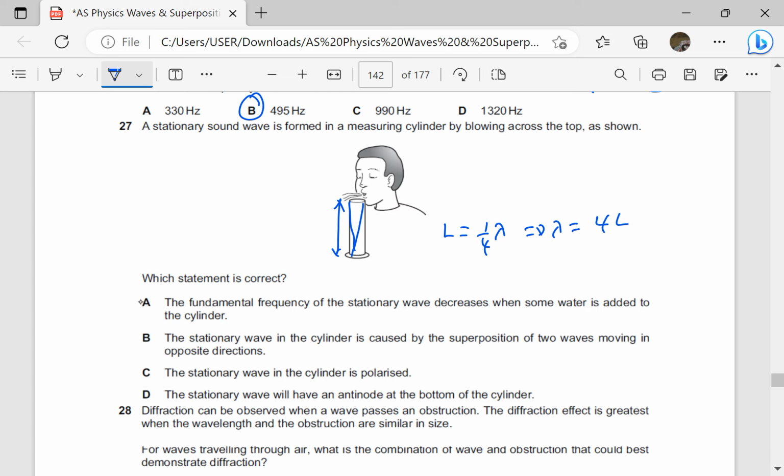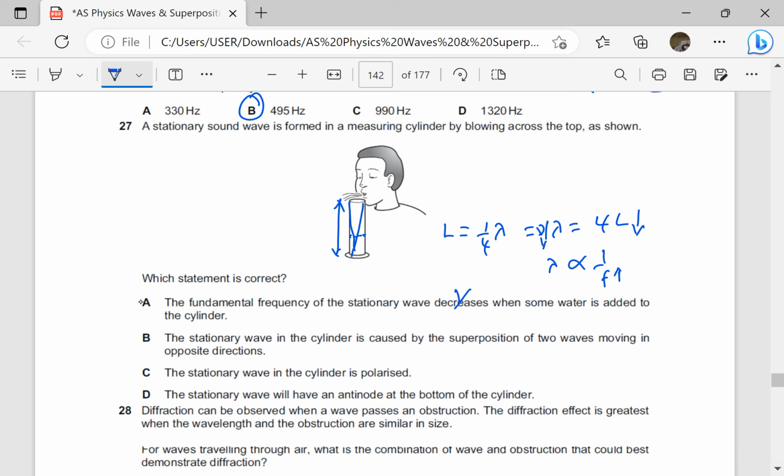Now, if we put in some water, of course, if we add some water here, we reduce L. When L decreases, it means our wavelength has decreased. And we know that wavelength is inversely proportional to frequency. That means the frequency has increased. So this one, the fundamental frequency decreases, that one will be wrong.